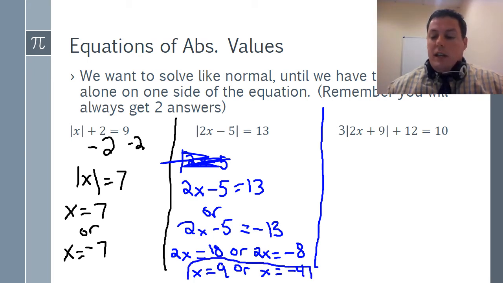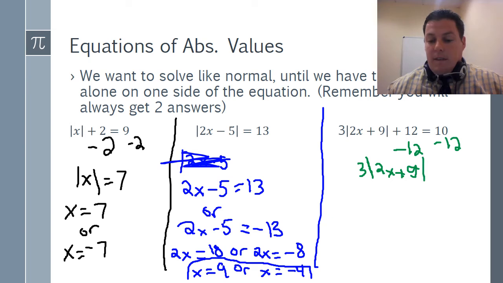So we always create two separate equations. Here we have a problem here. Remember, we want to get the absolute value sign alone. So the first thing we do is reverse order of operations. We want to subtract this 12 first. Now we get 3 times the absolute value of 2x plus 9 is equal to 10 minus 12, which is negative 2.